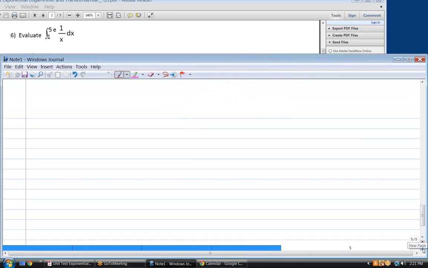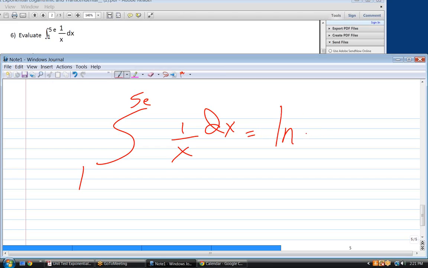All right. What is the integral? I assume this is what they're trying to say: the integral from 1 to 5e of 1 over x dx. So first you have to integrate the 1 over x, which is just the natural log of x. And then you plug in the 5e first, and then the 1. So that's the natural log of 5e minus the natural log of 1.